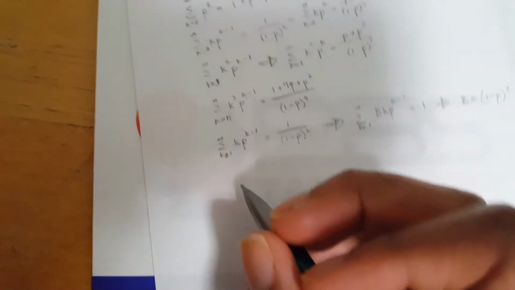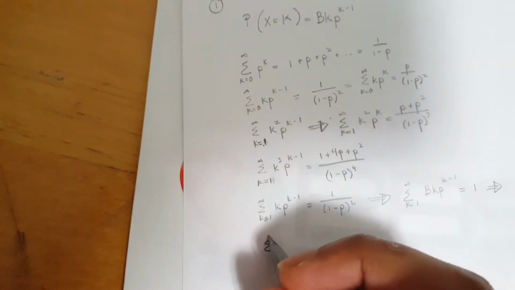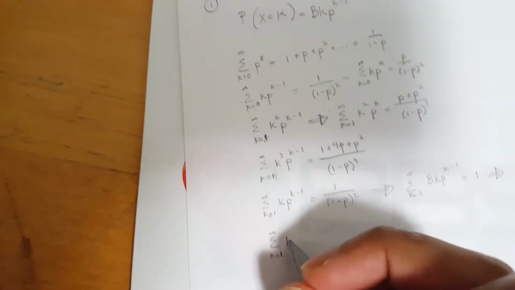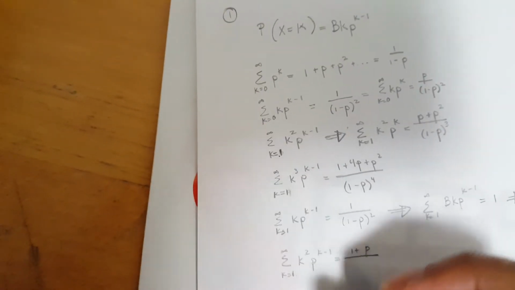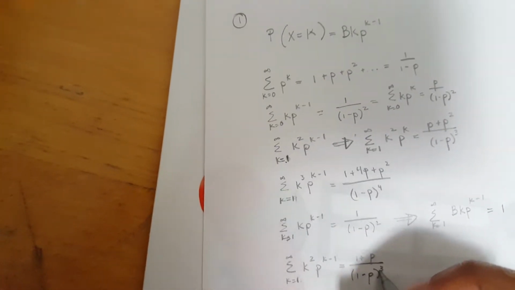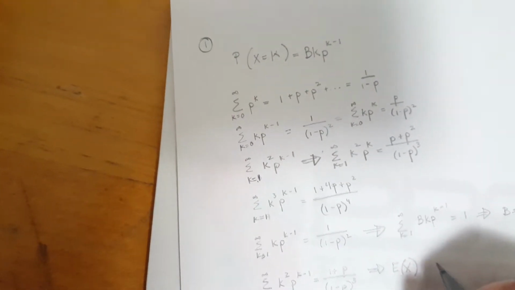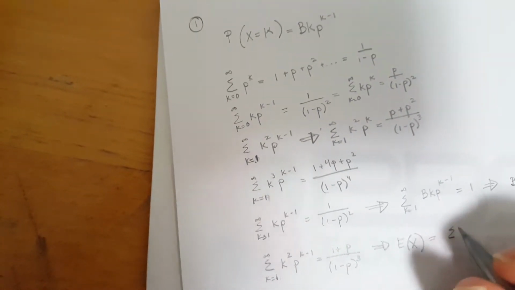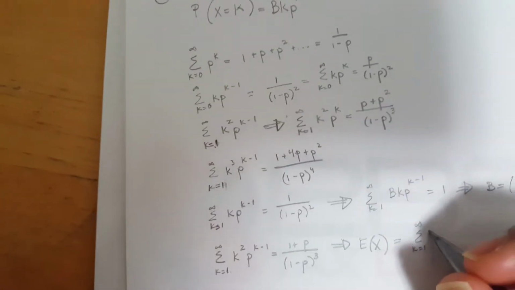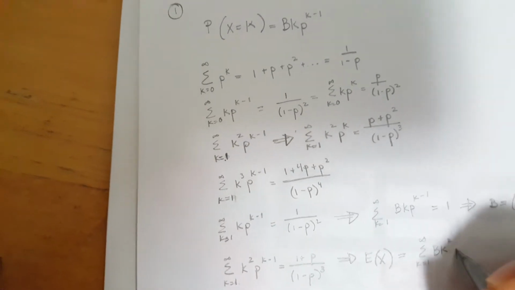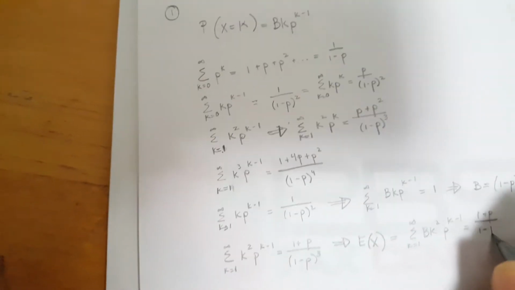And then from our differentiating, the sum from k equals 1 of k squared p^(k-1) is equal to (1 plus p) over (1 minus p) cubed. We can now get the expected value of x, which is the sum from k equals 1 to infinity of b times k squared p^(k-1), and that is equal to (1 plus p) over (1 minus p).